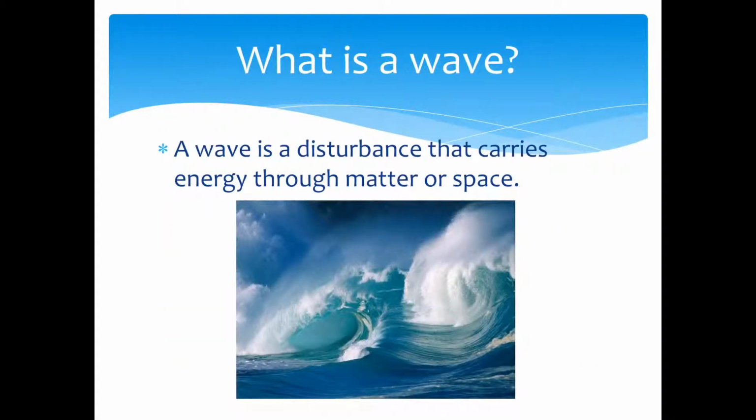So, what is a wave? Well, a wave is a disturbance that carries energy through matter in space. A lot of these waves we can't typically see, like sound waves, but there is an example of a wave that we can see. And those are the waves that you see like on Lake Superior or on an ocean.